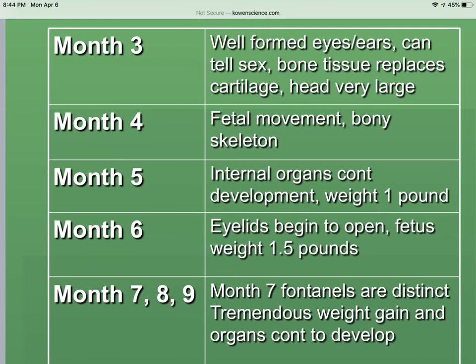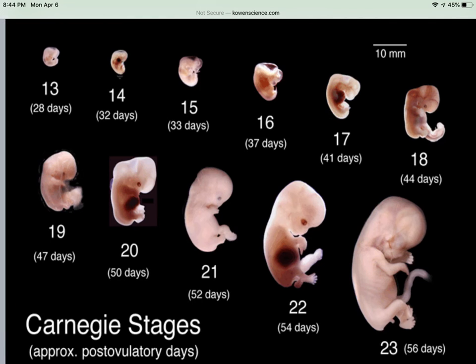Month 7, 8, and 9, what you're typically seeing is just a lot of weight growth. You're seeing the organs continue to develop, a lot of movement, and just the final stages before the baby is born. And here we've just got one more photograph showing you. Again, if you look at this and all of these pictures, the fetal heartbeat has already begun.